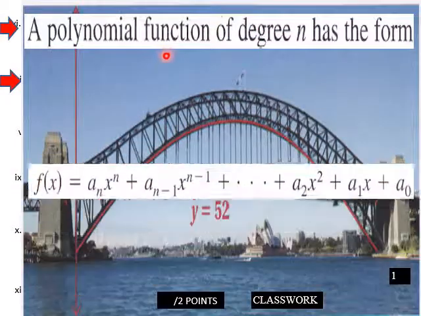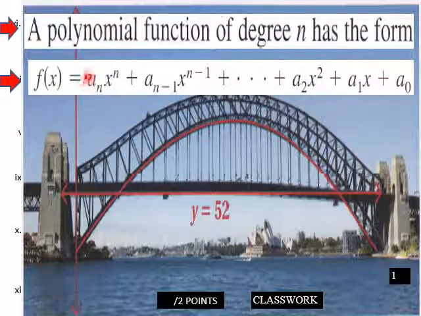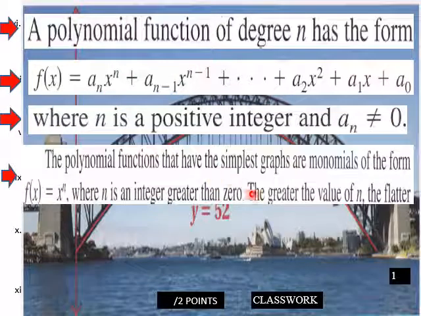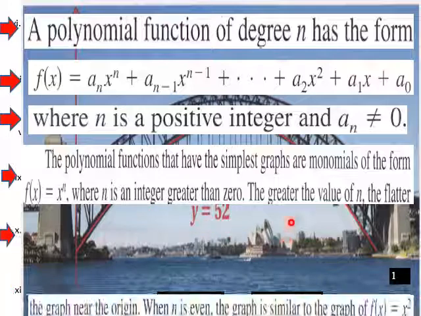A polynomial function of degree n has this form, where your coefficients and your exponents are in descending order from left to right, where n is a positive integer and a sub n cannot equal 0. The polynomial functions with the simplest graphs are monomials of the form f of x equals x to the n, where n is an integer greater than 0.